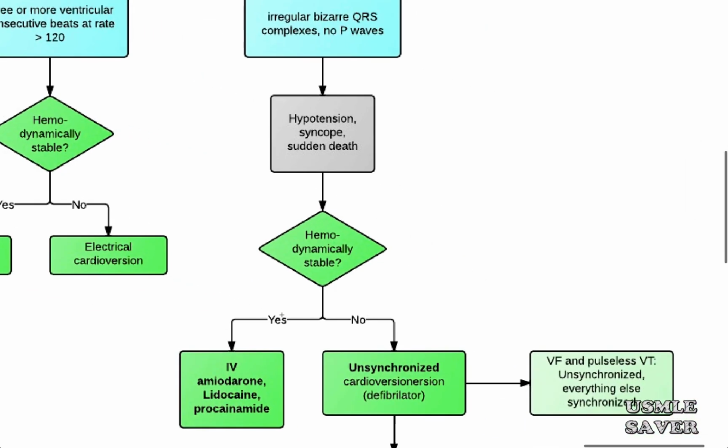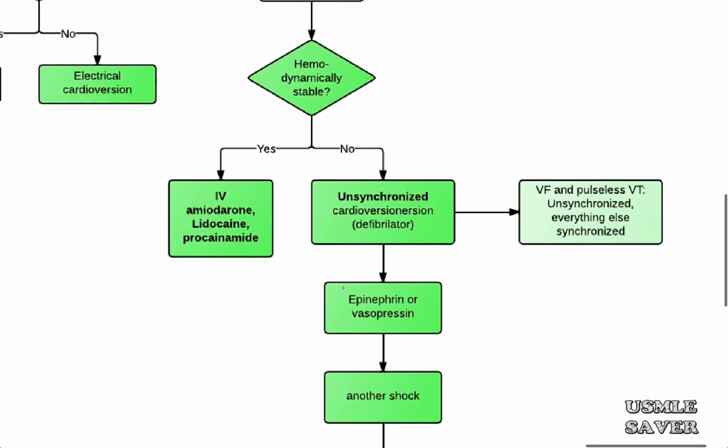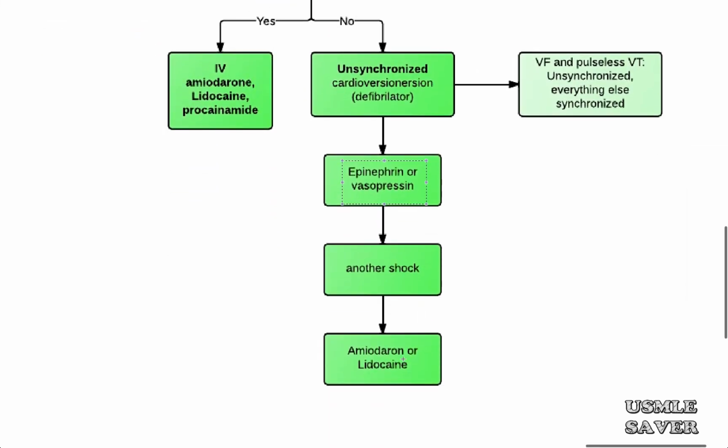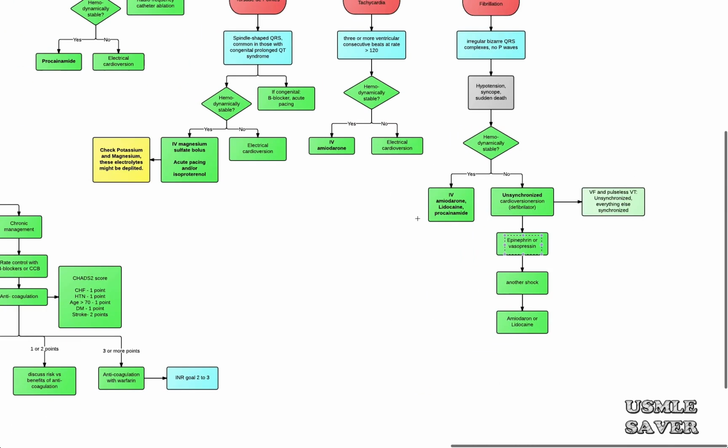Here, for management, I put the question of whether the patient is hemodynamically stable or not. Most of these patients will not be stable, so you want to shock the patient with unsynchronized cardioversion and then give epinephrine or vasopressin, and then another shock or more drugs. One more thing you want to remember is you never want to give intracardiac drugs, which is stabbing the patient in the chest with a syringe and giving medication.